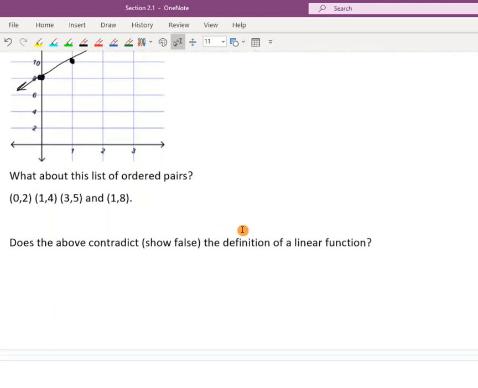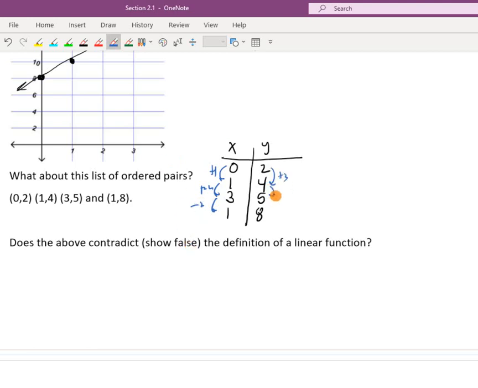Okay, so now we're getting into the idea here. If I look at these points and ask you, do those make a linear function? What I'm going to do is take them and rewrite them as x's and y's this way. Once you go 0, 2, 1, 4, 3, 5, and 1, 8. Now, the one thing here that kind of stinks is that that's plus 1, that's plus 2, and that's minus 2. Here we're seeing plus 2, plus 1, plus 3. I can organize these a little bit better to see. Maybe I go 0, 1, 1, 3, put them in order. So it'd be 2, 4, 8, and 5. And the question is, is this a function?